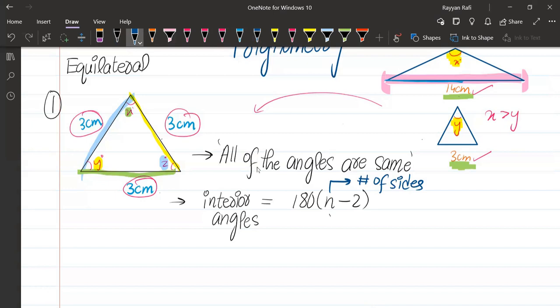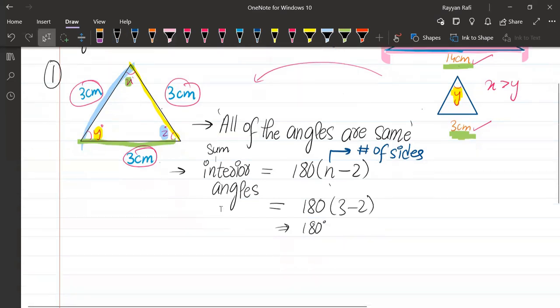Just for extra information, I'm writing this now. I can just write 180 times (3 minus 2), and 3 minus 2 is basically 1, so it gives me the answer 180. So basically it's the sum of interior angles, not each interior angle, so that no one gets confused. हर साइड का एंगल 180 नहीं होता, सम उनका 180 होता है.